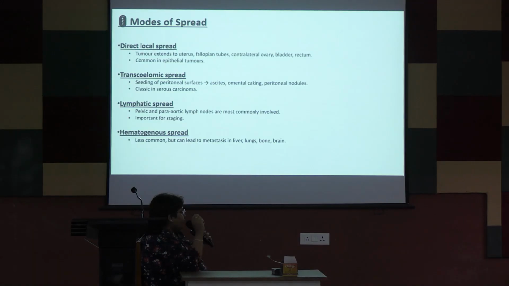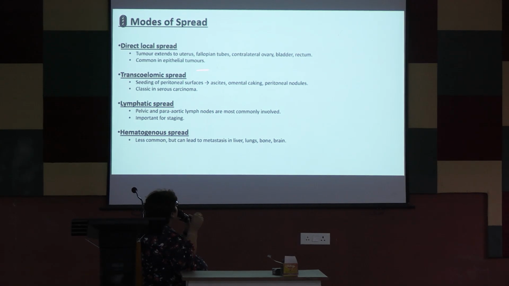What are the modes of spread of ovarian tumor? It can spread directly, extending to the uterus, fallopian tubes, contralateral ovary, bladder, and rectum, and it is more common in case of epithelial tumors. There is seeding of the peritoneal surfaces causing ascites, omental caking and peritoneal nodules. It is classic in serous carcinoma.